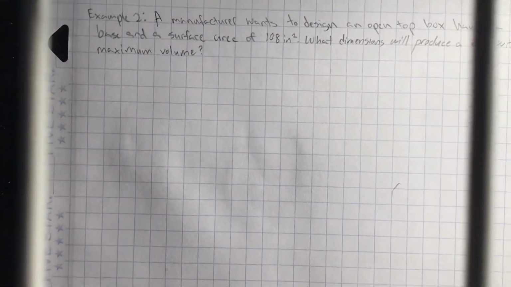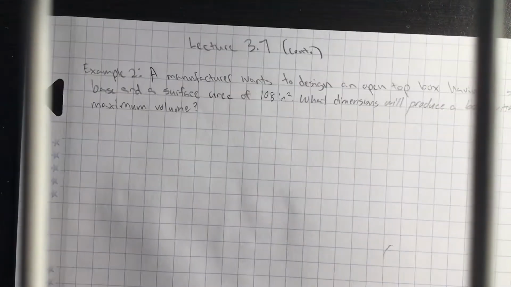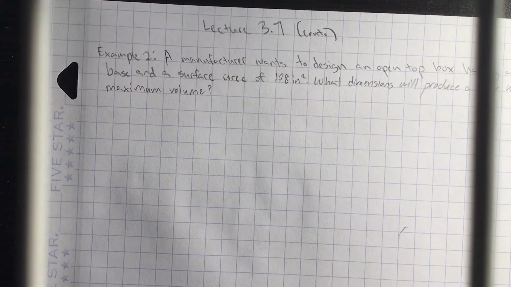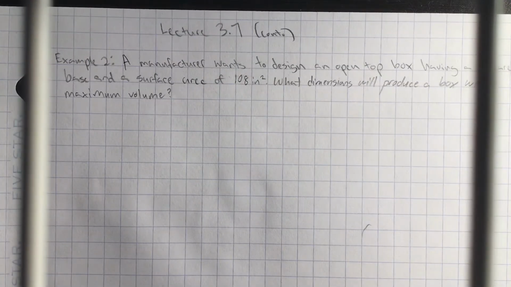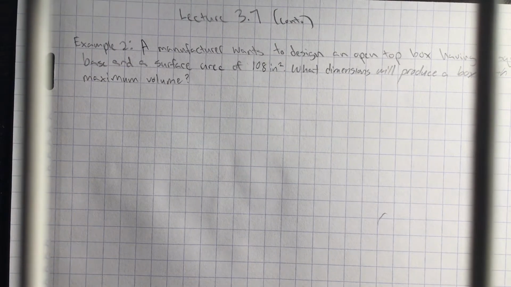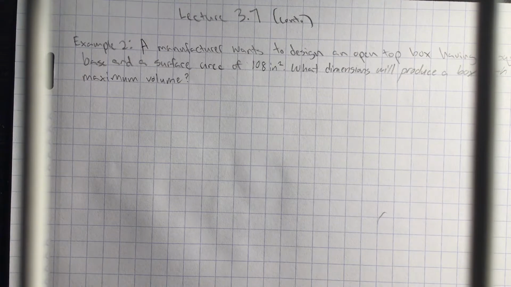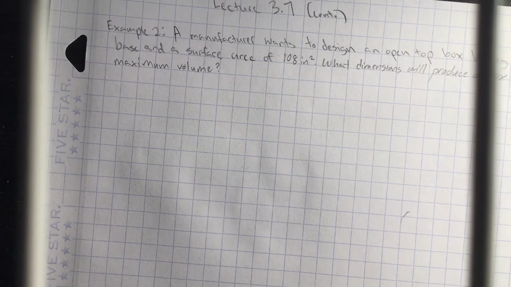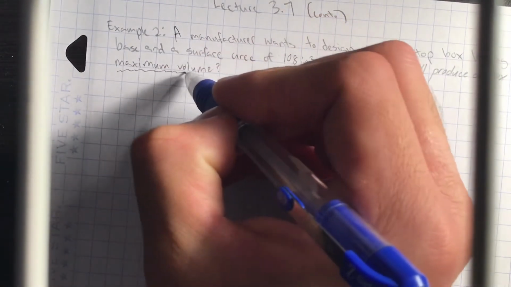So that last example was pretty simple, and it's just a good way to show you how optimization works. This next problem will be a little bit harder, but we'll still use the same steps and hopefully get the right answer. So, a manufacturer wants to design an open-top box having a square base and a surface area of 108 square inches. What dimensions will produce a box with the maximum volume? So again, maximum volume is what we're focusing on.